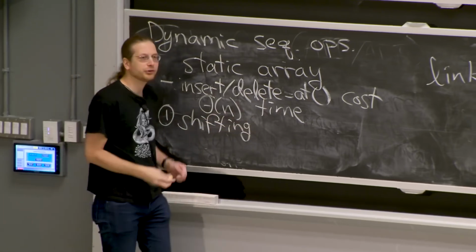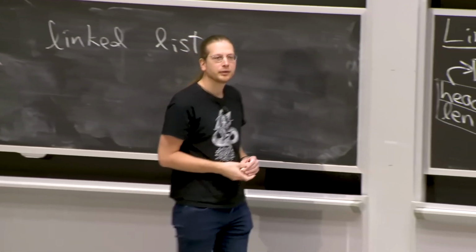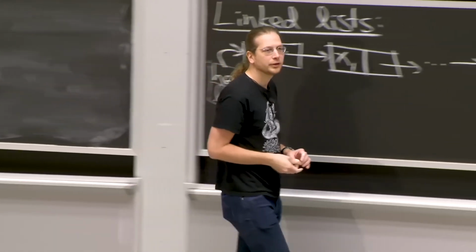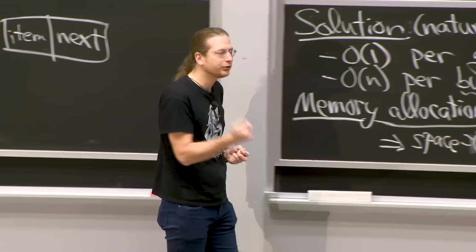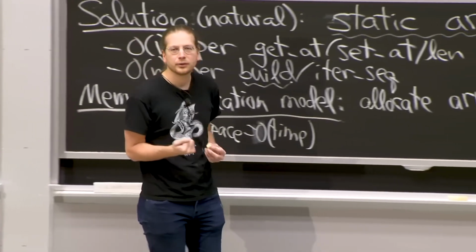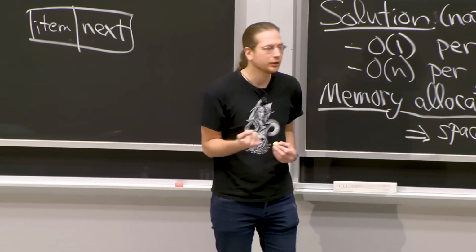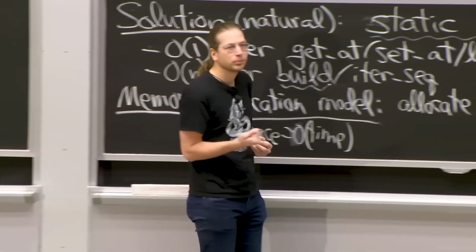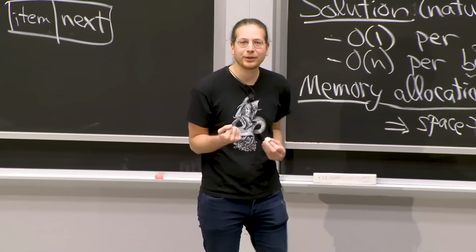Okay, what about insert or delete the last element of an array? Is that any easier? Because then, if I insert the very last element, none of the indices change. I'm just adding a new element. So I don't have to do shifting. So can I do insert and delete last in constant time in a static array?